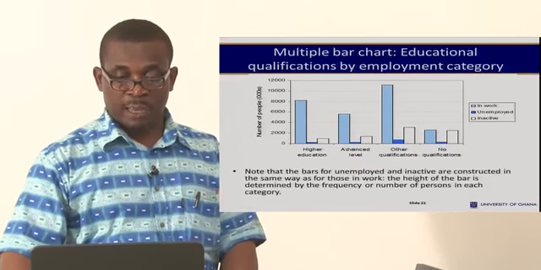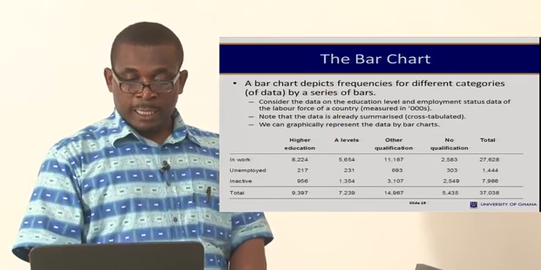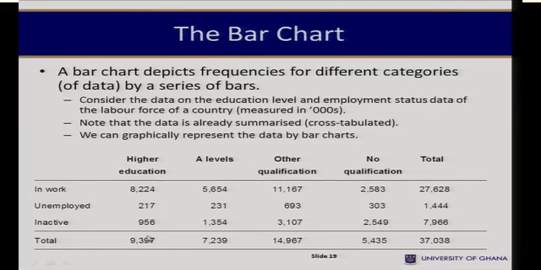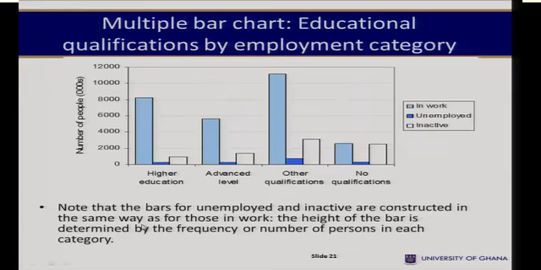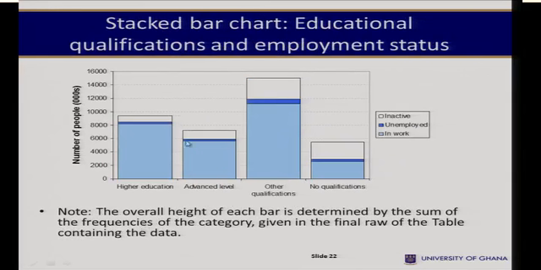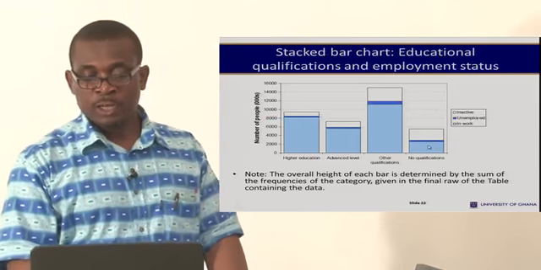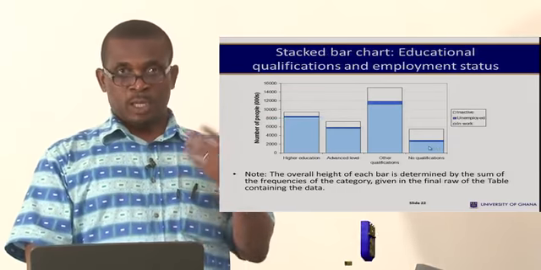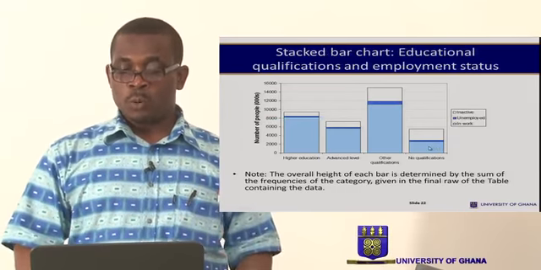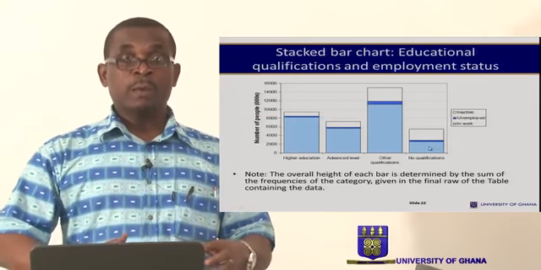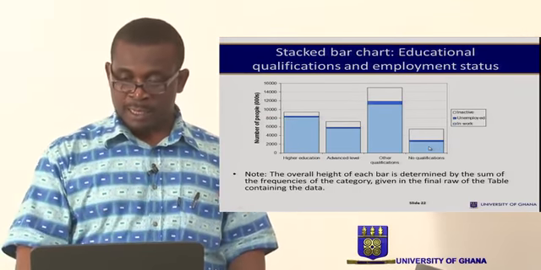And let me backtrack a bit. When you go back to the table, it tells you the total here. So it's 9,397, made up of 8,224, 217, and 956. So that is it. A similar thing is done for advanced level, and then for other qualification, and then finally no qualification. So this is a way to summarize data, and you know pictures are good. They tell a lot of story. By just looking at it, you know what is happening in the data.